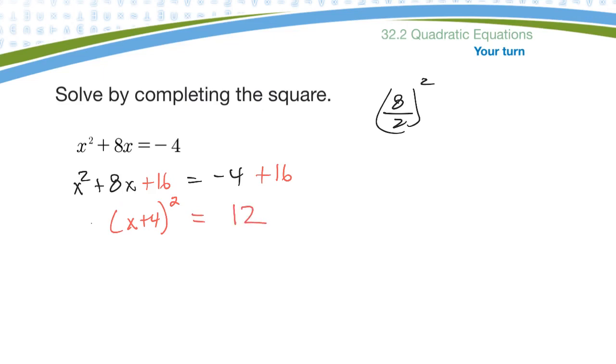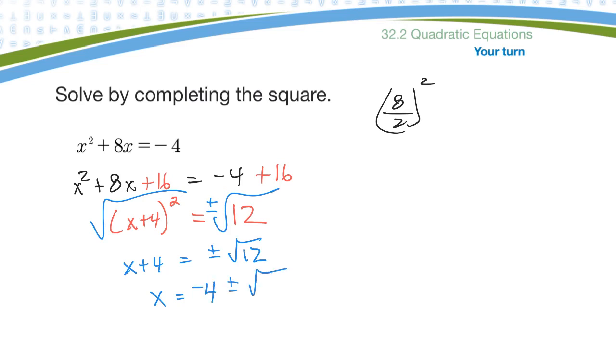Then I'll use the square root principle, making sure I remember my plus or minus there. So I have x plus 4 is equal to plus or minus square root of 12. And now I'll subtract 4 from both sides. And I'll put the negative 4 up front here. At that point, I'm feeling awfully good. Again, you could graph that. This one is not complex, so it'll cross the x-axis.